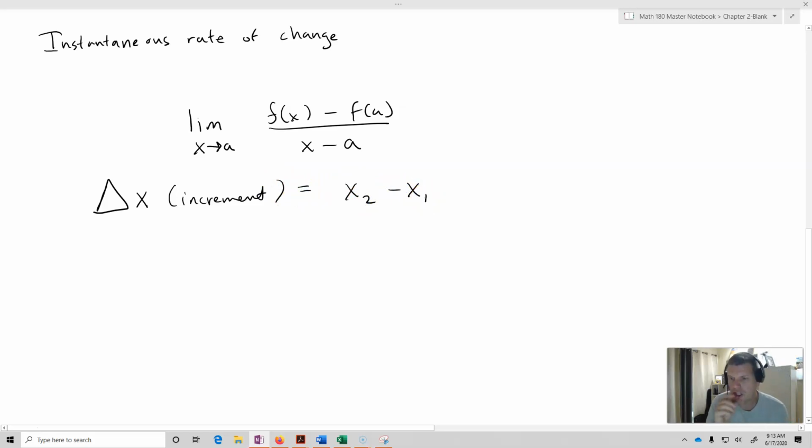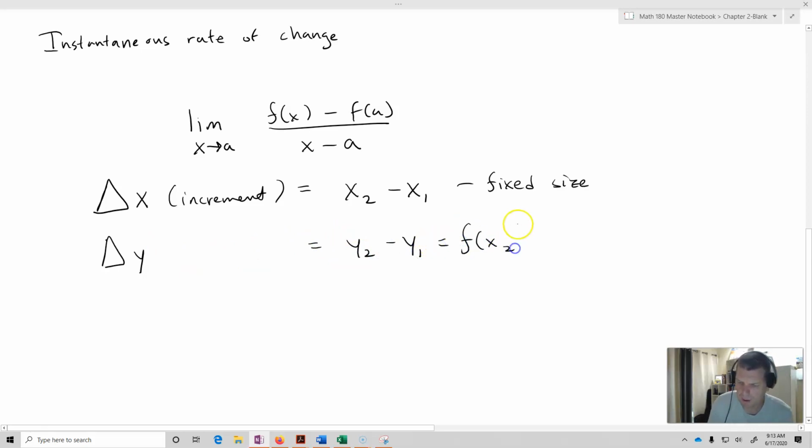Generally, when we use delta x, it's going to be of a fixed size. So we might talk about delta x equals 0.5 or delta x equals 1, and what that means is that the difference between any two x's is going to equal 1. Then we'll have a delta y, and delta y also is going to equal y2 minus y1, or f of x2 minus f of x1. We don't call that an increment because it's going to be dependent upon what x2 and x1 are generally.